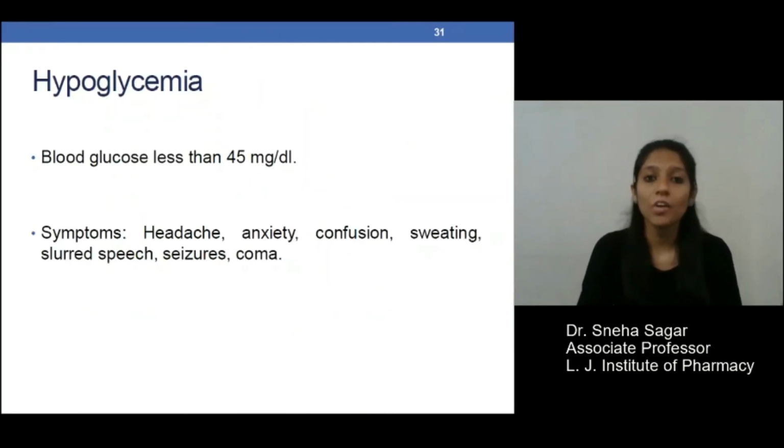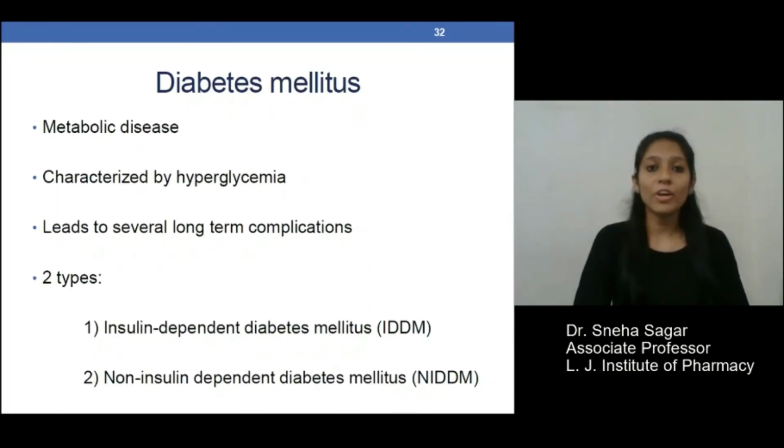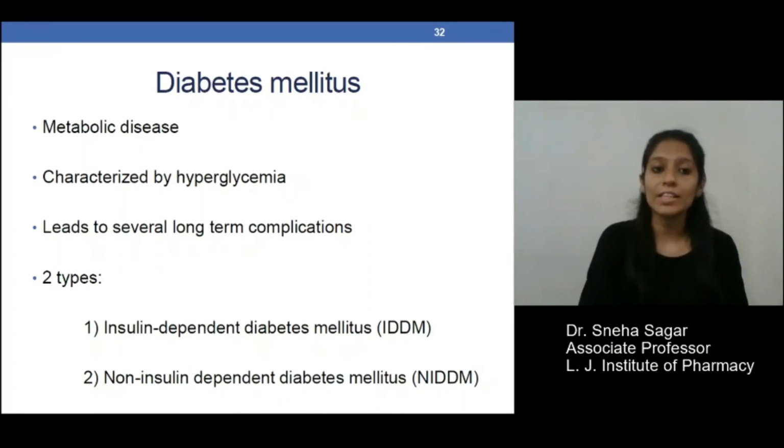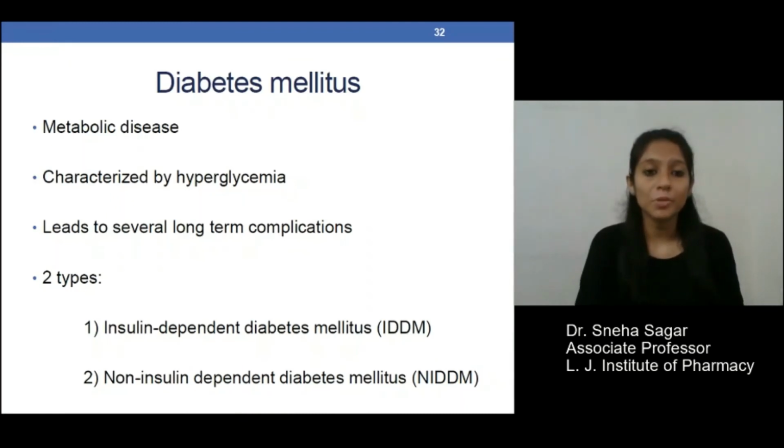If our body cannot regulate the hormones, we can have a hypoglycemic effect as well as a hyperglycemic effect. In case of hypoglycemia, the blood glucose level is generally lower than 45 mg per deciliter, and the patient can have various symptoms like headache, anxiety, confusion, sweating, seizures, slurred speech and even coma. If our body increases the blood glucose level, then that condition is known as diabetes mellitus, which is a metabolic disease and it can lead to several other long-term complications.